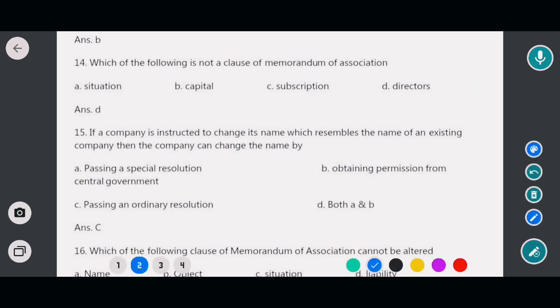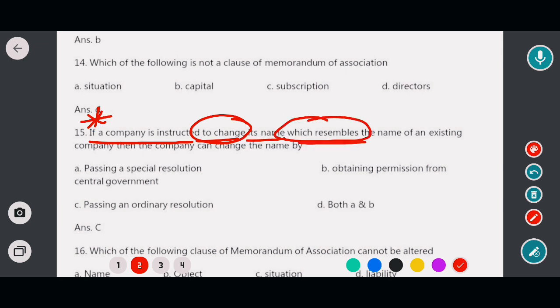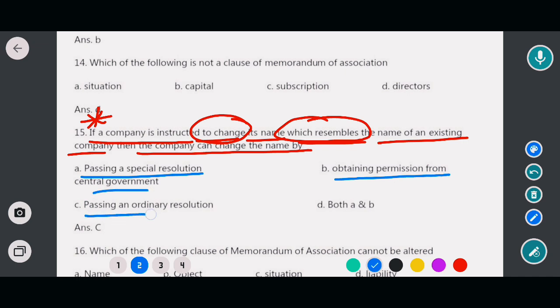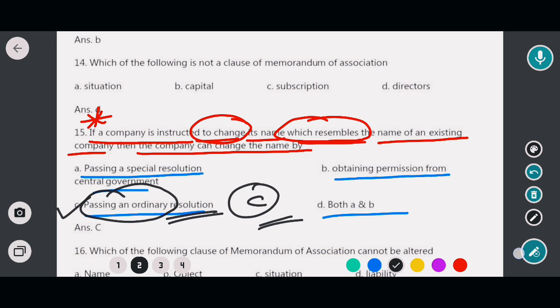Next question is: if a company is instructed to change, very important question, to change its name, which resembles the name of an existing company, then the company can change the name by. Options are passing of a special resolution, obtaining permission from the central government, passing an ordinary resolution, and both A and B. So in this case the correct option would be option C, that means passing only an ordinary resolution. So in this case the correct option would be option C. Okay, so now into next question.